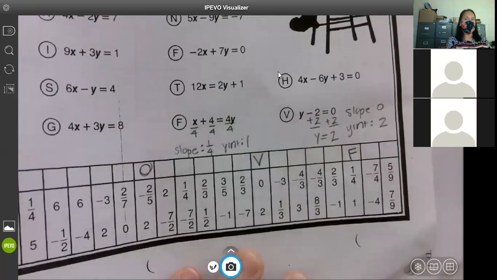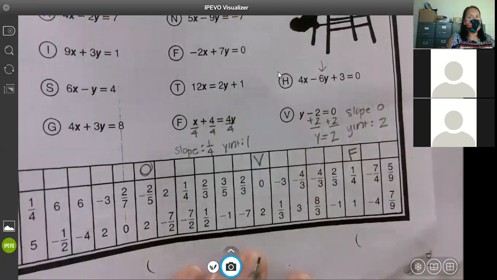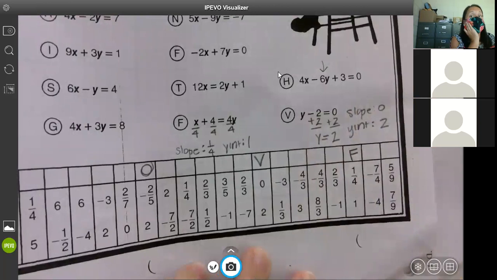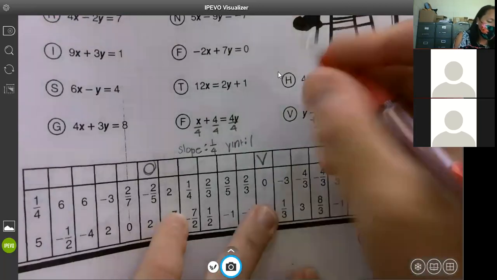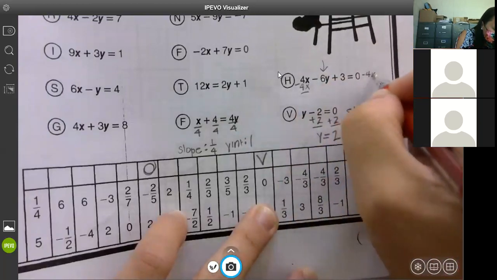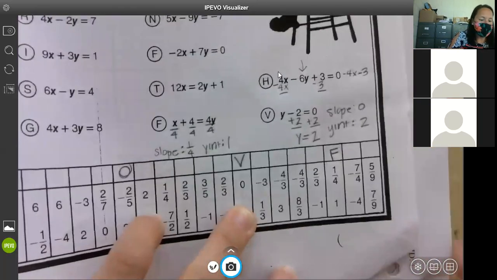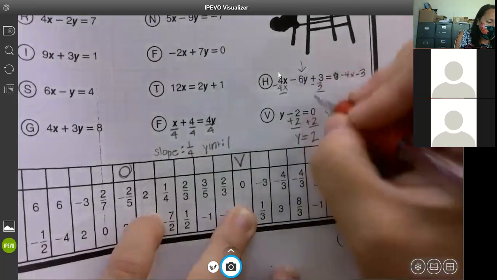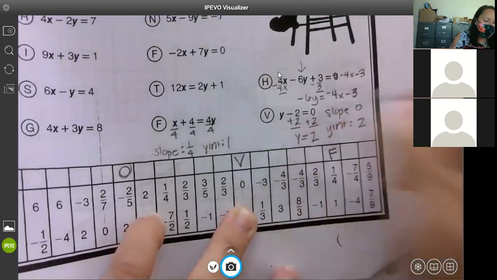Look at H. I need to solve for y, so I need to get this by itself. What do I need to move? Both the x and the 3. I can do that at the same time. Y'all are more than welcome to do that. How do I move the 4x? I'm going to subtract 4x. And subtract 3. That 0 doesn't matter. So I get negative 6y equals negative 4x minus 3.